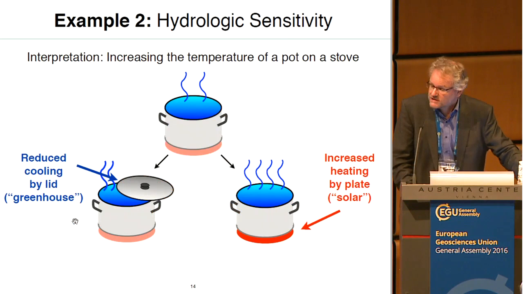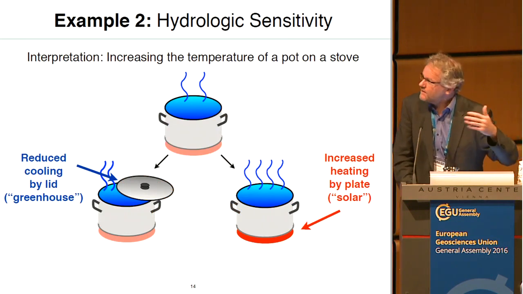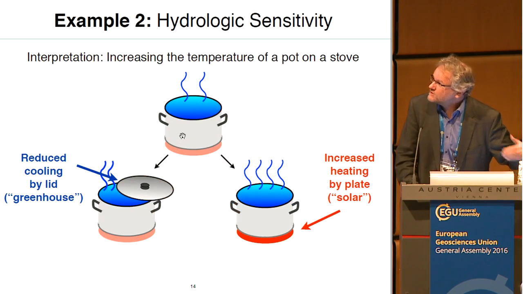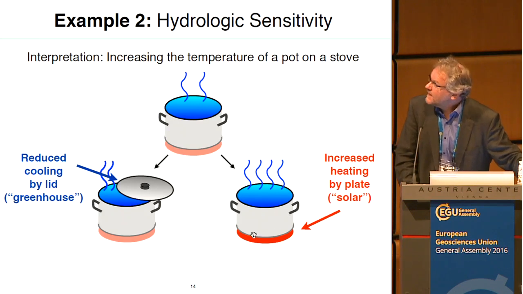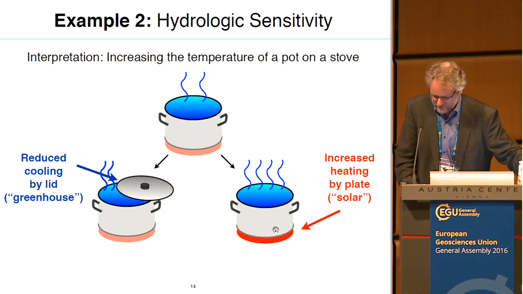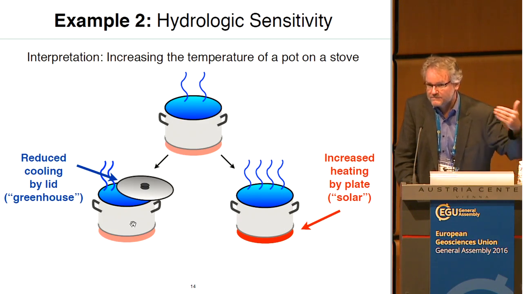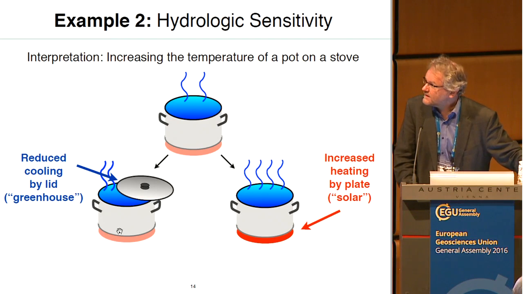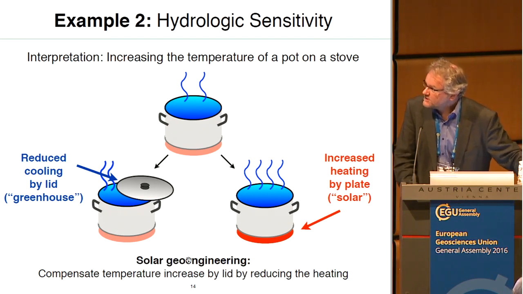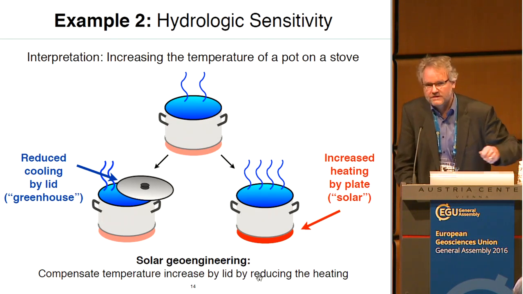The way we can interpret this is by looking at a pot of water on a stove, and there are two ways you can heat the pot. You can either put a lid on, which is like the greenhouse effect, or you can increase the heating by turning up the heat of the plate. Both can result in an increase in the temperature of the pot, but this one will increase your energy bill, and this one won't. So there's certainly something to be learned when you look at the energy fluxes. What solar geoengineering actually tries to do is compensate the temperature increase by the lid by reducing the heating of the surface.